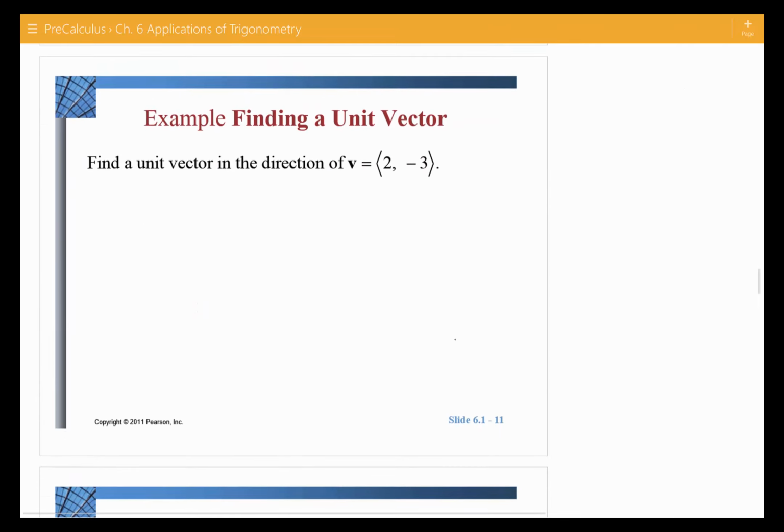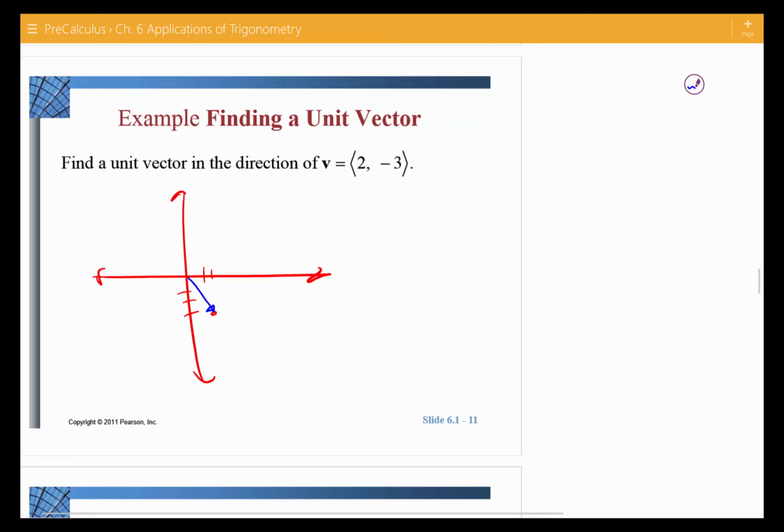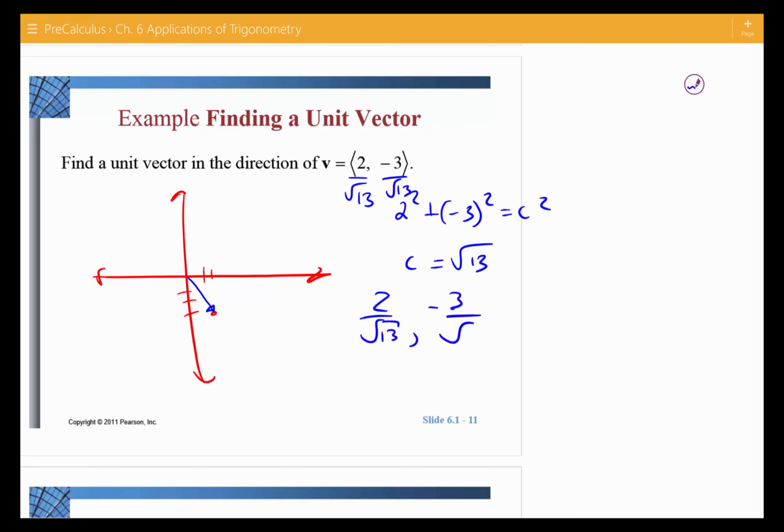To find a unit vector that's in the direction of (2, negative 3), I'll even try to graph this for you a little bit. (2, negative 3) is right here. Let's find the magnitude of this by doing the Pythagorean theorem. So it'd be 2 squared plus negative 3 squared equals c squared. So that's the square root of 13. All we have to do is divide the x and y coordinates by the square root of 13, and that gives us our new vector, 2 divided by the square root of 13, comma, negative 3 over the square root of 13. That is our unit vector in the direction of this.